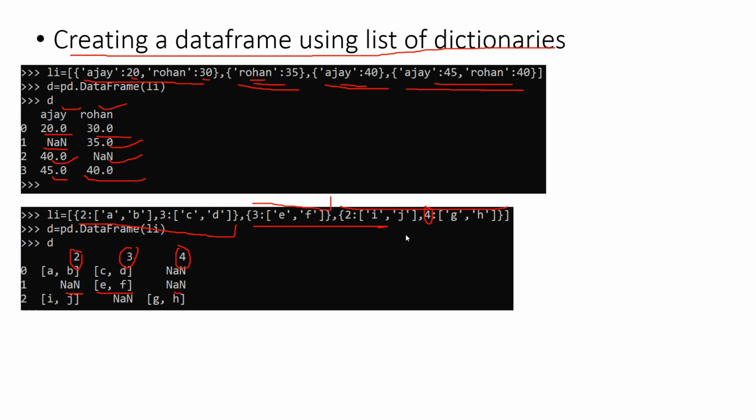And in the last row, it has the value for the column 2 and 4. So it is specifying here I comma J, and for 3 it is specifying NaN, and for last it is specifying G comma H. Is that clear? Remember, whenever you are using list and inside some dictionary, then that complete one single dictionary will be treated as a row. Is that clear?